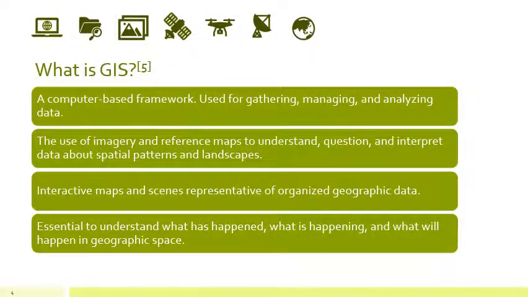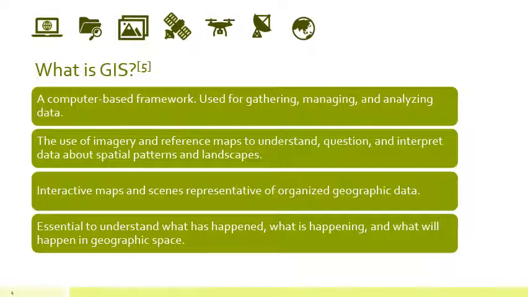Okay, so what is GIS? GIS stands for Geographic Information Systems. It is a computer-based framework that is used for gathering, managing, and analyzing data. It is not a software. It's a framework that uses programs and software such as ArcGIS or R, and it's a visual representation of geographic information.